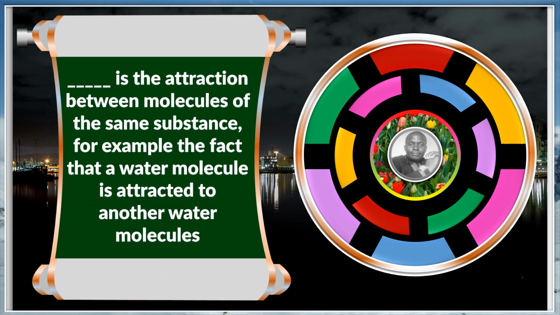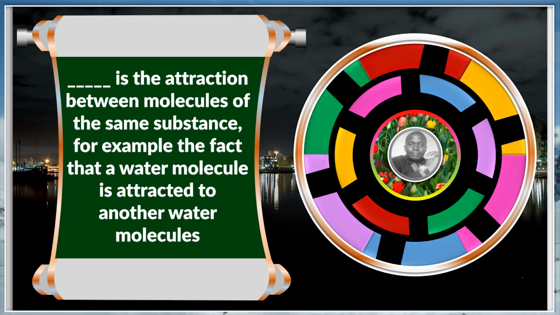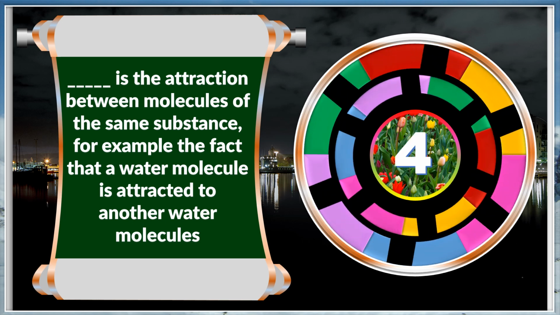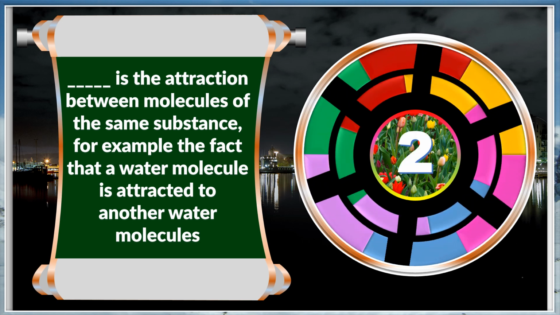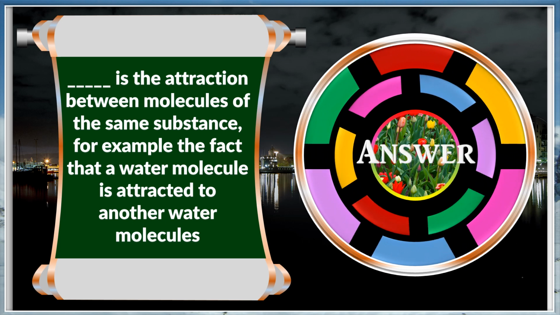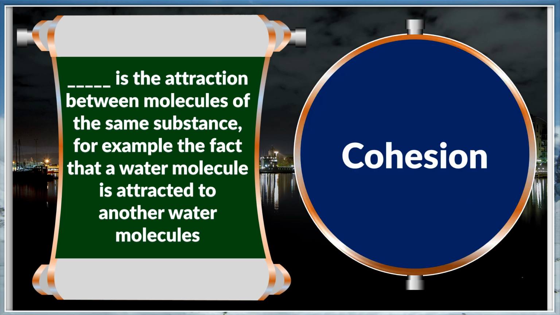Dash is the attraction between molecules of the same substance. For example, the fact that a water molecule is attracted to another water molecule. Cohesion.